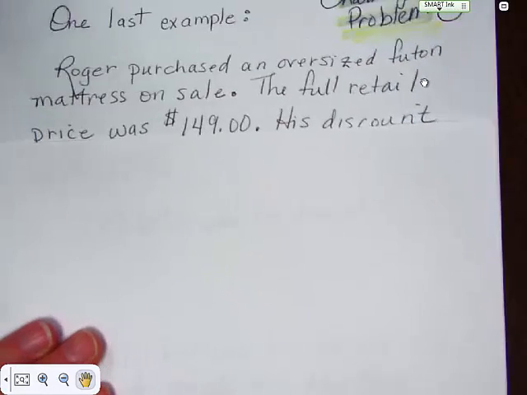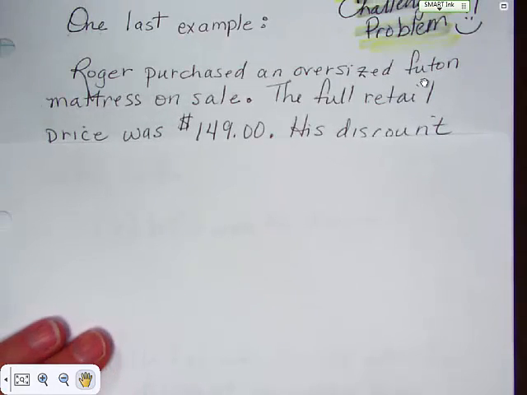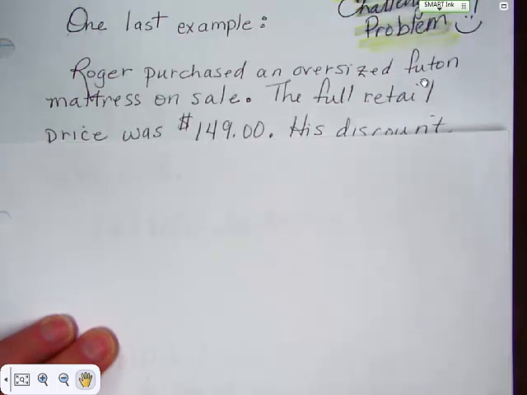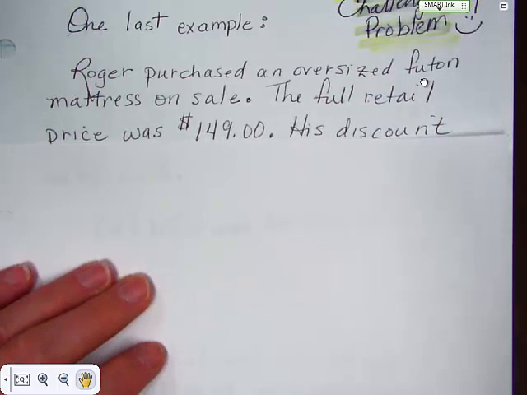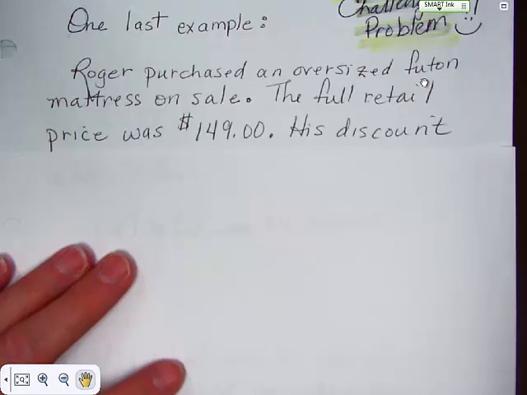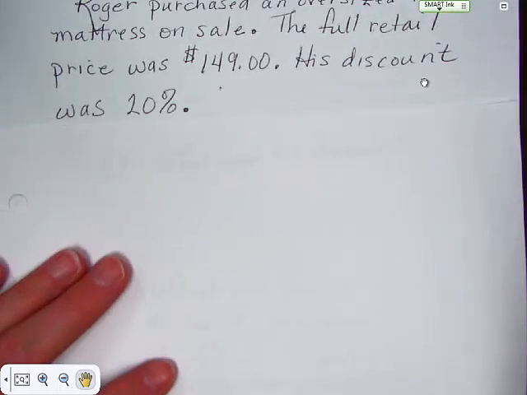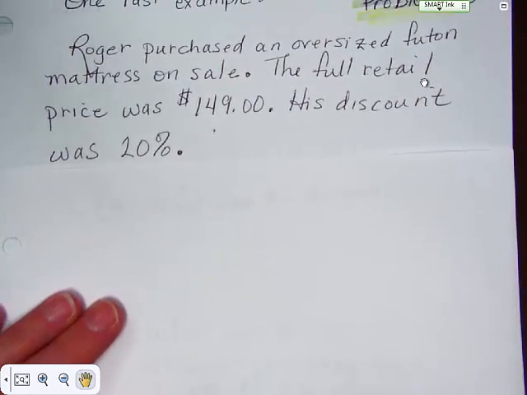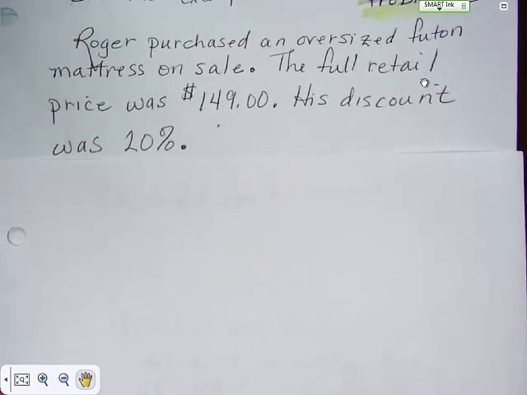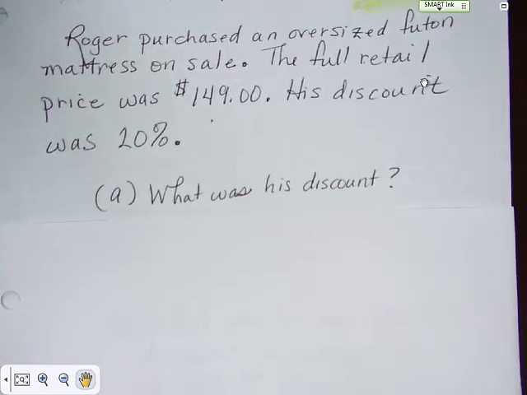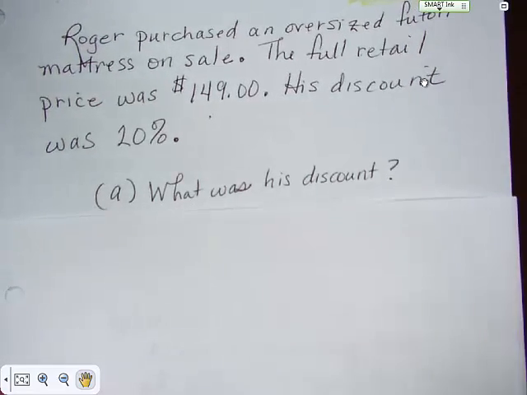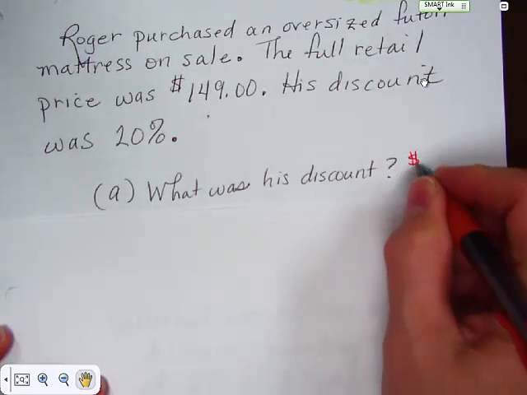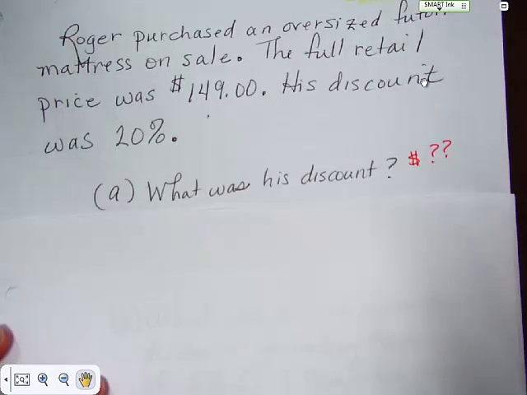Roger purchased an oversized futon mattress on sale. The original full retail price was $149. His discount was 20%. Now, what do I want to know? I want to know what was his discount in dollars. How much was the discount in dollars? And I need you to set it up.